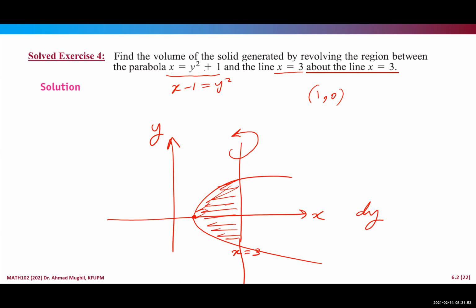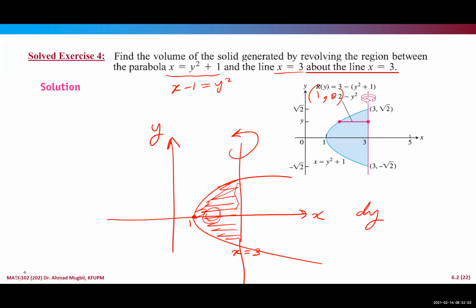Sorry, this is the region that we will revolve, we will rotate. This is 1. We will rotate this region. But here, guys, it is not easy to integrate with respect to x. So what you will do, look, this is the graph. Now you will draw a line from the curve to the right, until the curve on the right.